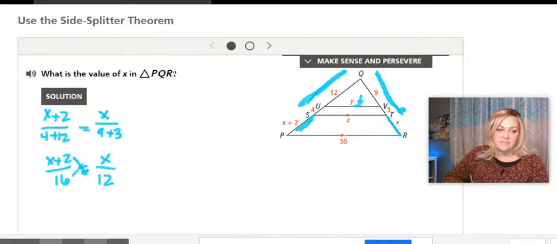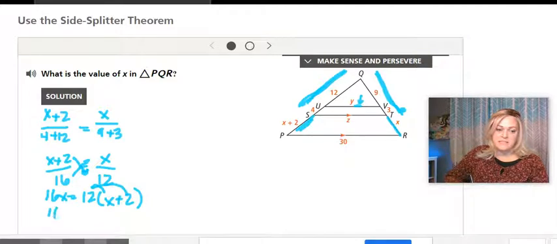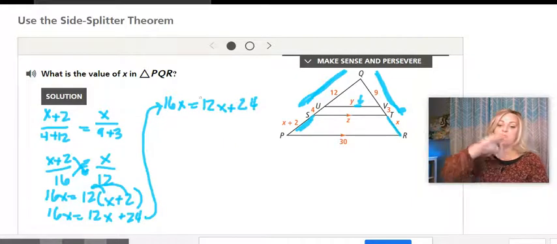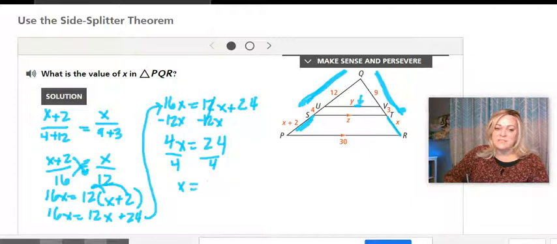Cross multiply. So I've got 16x equals 12 times the quantity x plus 2. I'm going to distribute that 12. 16x equals 12x plus 24. I'm running out of room, so I'm going to bring this back up here and rewrite it so you can see it. 16x equals 12x plus 24. I didn't do anything in that step, I just rewrote it at the top. Let's move that 12x. So I have 4x equals 24. Divide by 4 on both sides. And I get x equals 6.